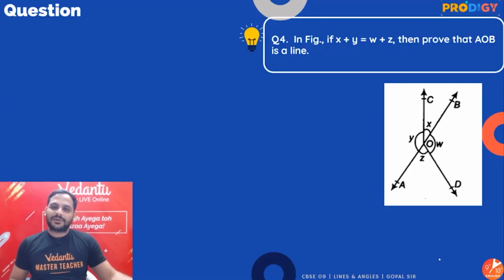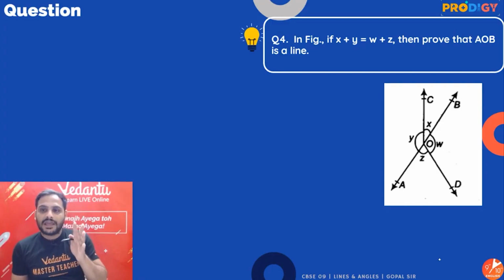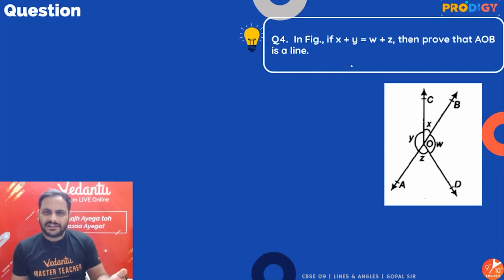Okay? Now next question. In the figure, if x plus y is equal to w plus z, then prove that AOB is a line. We need to prove that AOB is a line. Whenever we have to prove something to be a line, if AOB is a line, I have to prove angle AOB to be equal to 180 degrees.